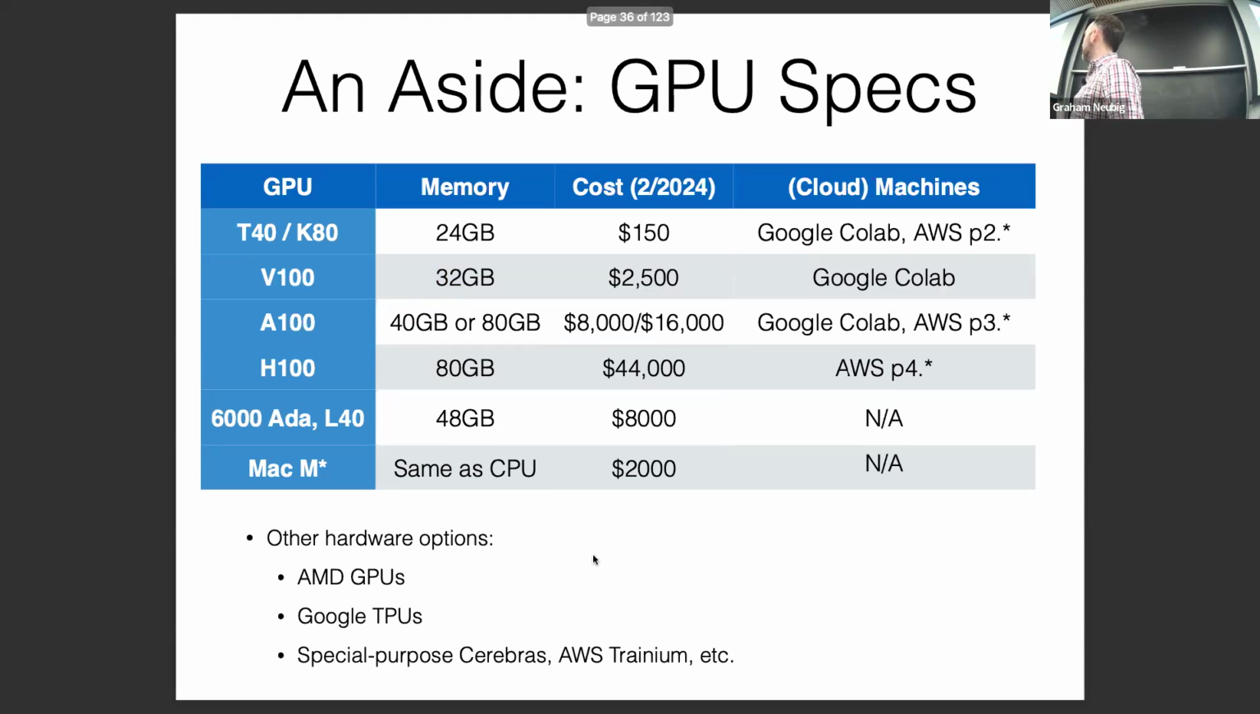There's also a bunch of other hardware options like AMD GPUs, Google TPUs, special purpose training hardware like Cerebras, AWS Trainium, et cetera. But I think for the purpose of this class, you're probably going to use standard hardware like this. So anyway, that fine-tuning will not fit on any GPU that you have available to you.